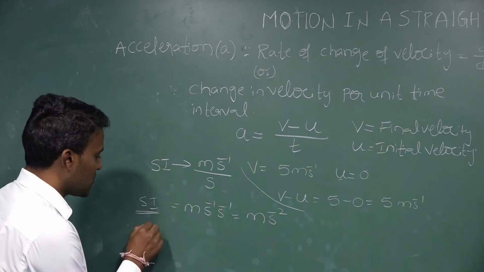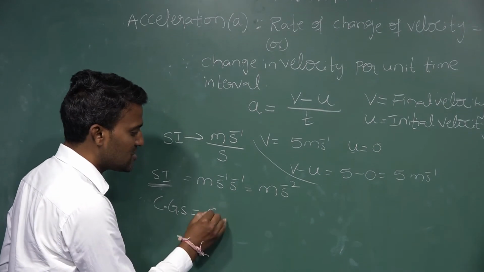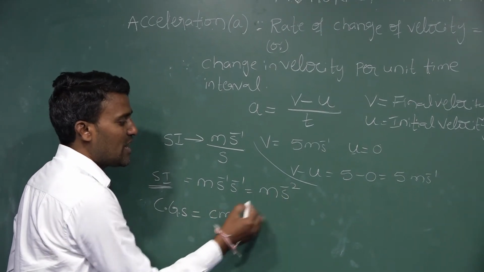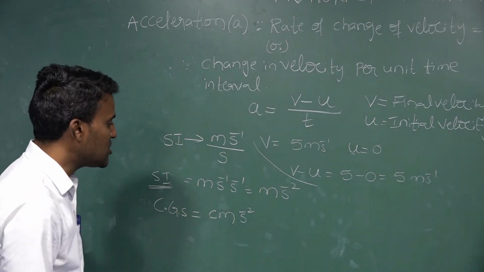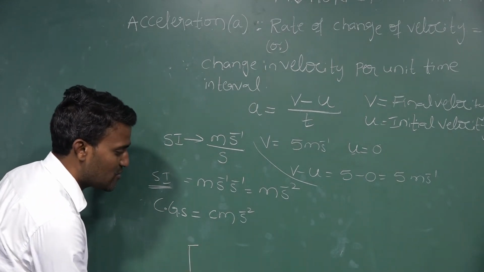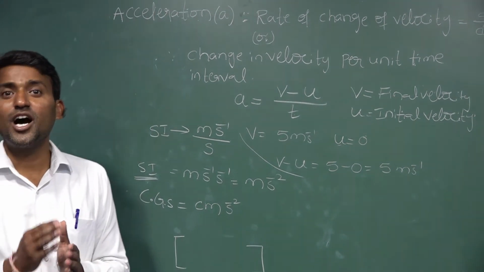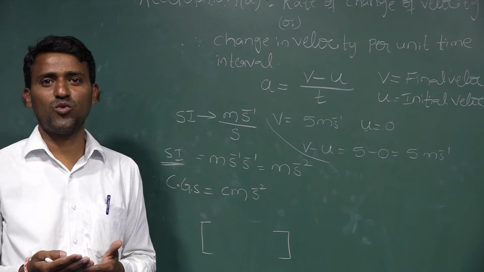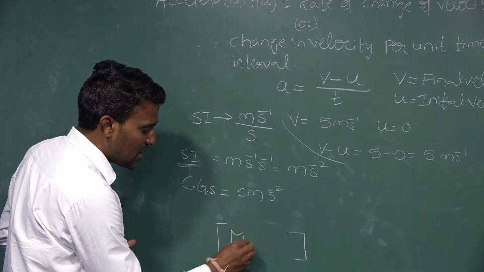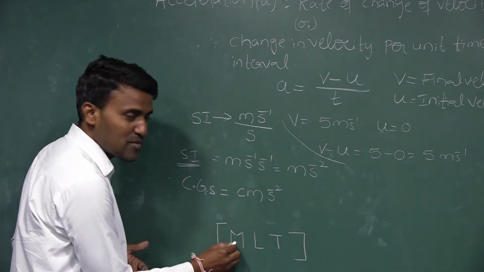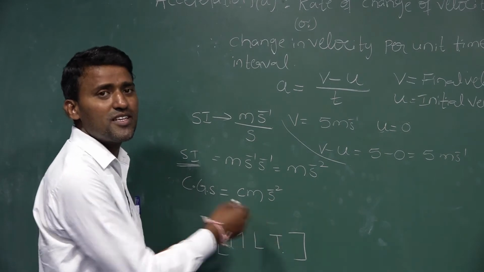What are the CGS units? In the CGS system, meter becomes centimeter, and second is second. And what is the dimensional formula? The dimensional formula is: the quantity, how many times it is raised. So M, L, T. Capital M represents the mass, capital L represents the length, capital T represents the time.